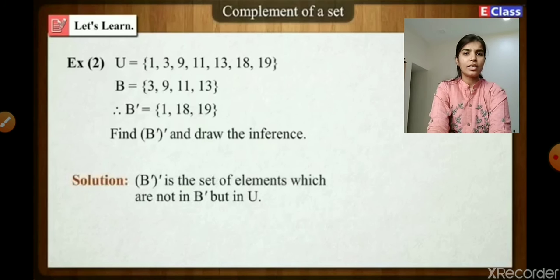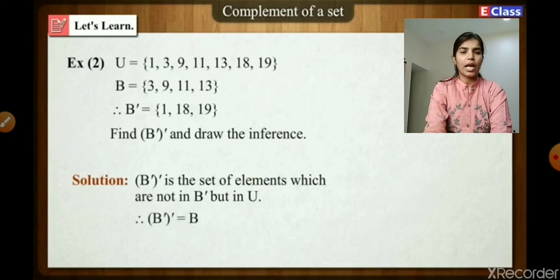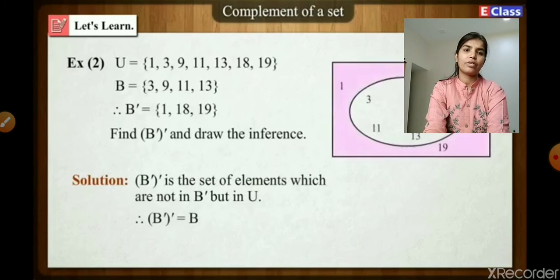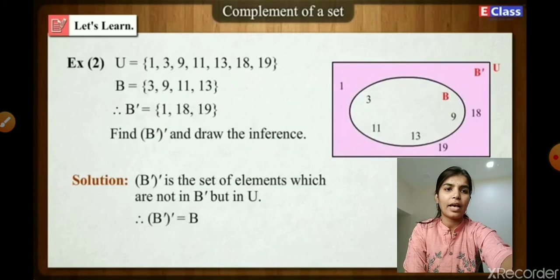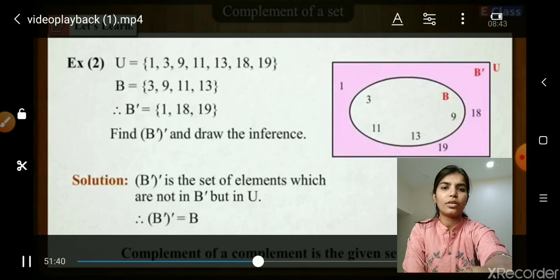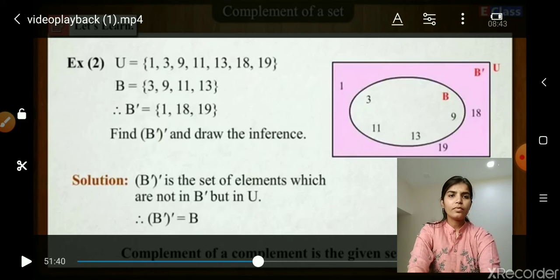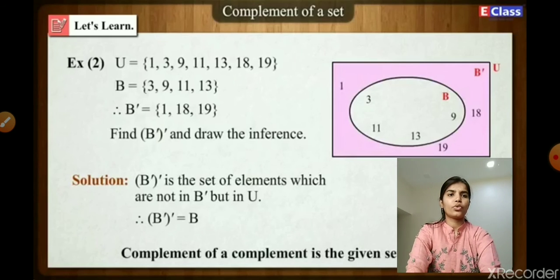Inference, that means Venn diagram. So the complement of B dash is the set of elements which are not in B dash but in U. So the complement of B dash, and again complement of B dash is equal to B. So we will see it by Venn diagram. You show the elements of universal set by a rectangle. Okay. So in the rectangle, we have to show the figure of the set B.